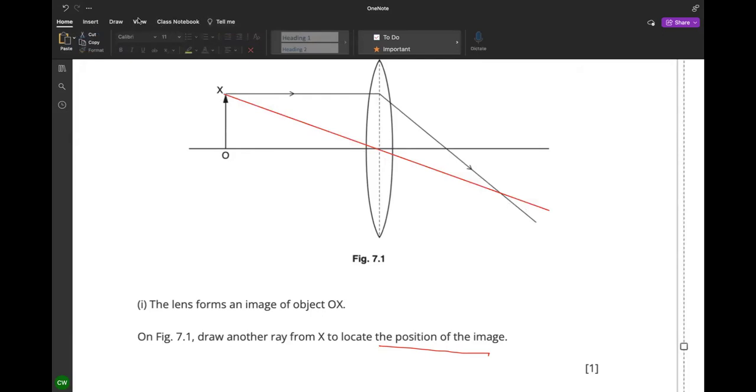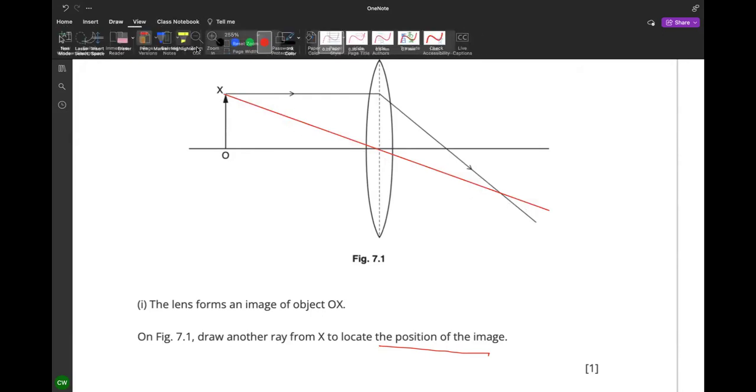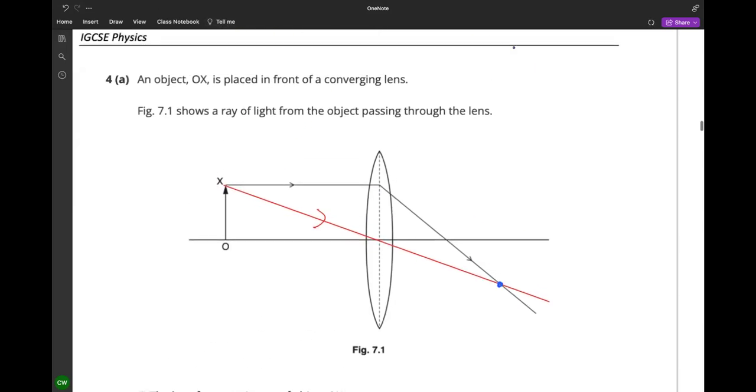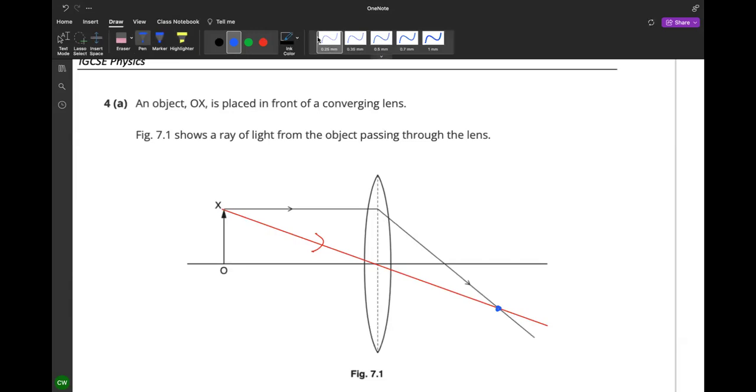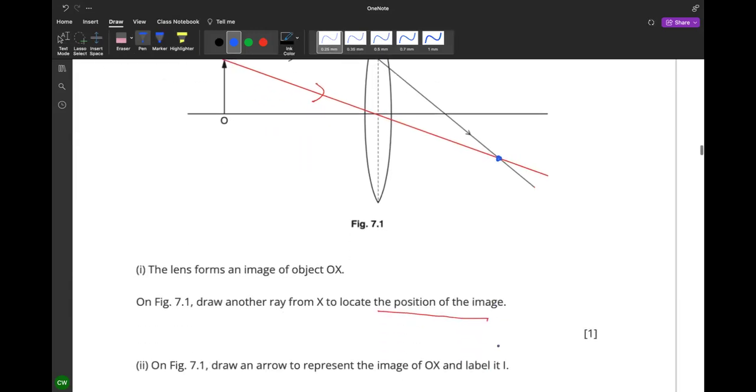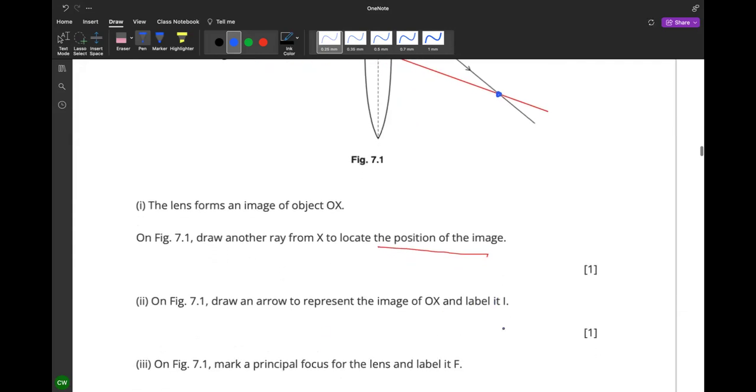It will not change direction when you draw it. So can you see that they are meeting at this point? They meet at this point. Okay, so you'll be able to see this is the position to locate the arrow, to label it as I.